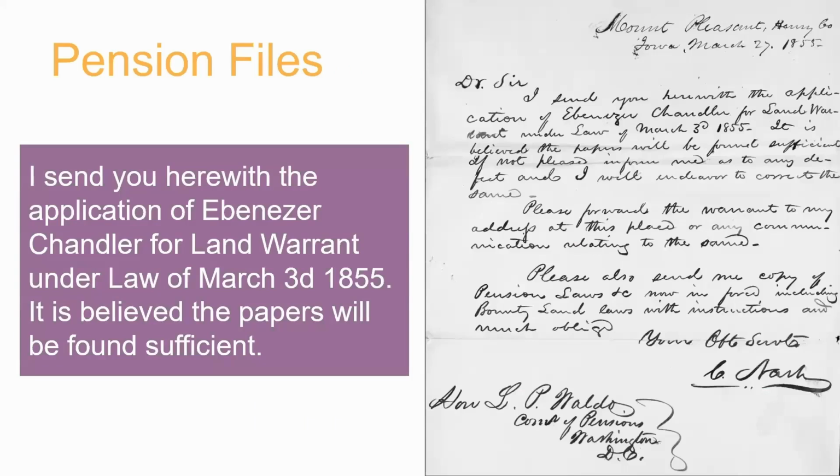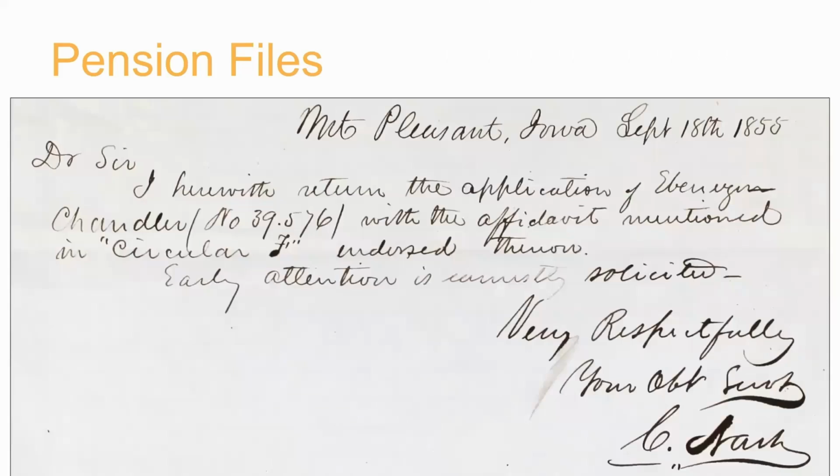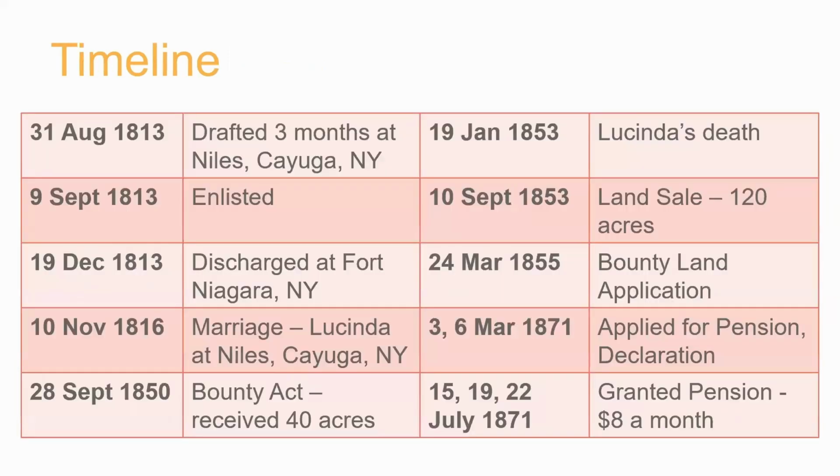And then finally, we have a letter that says that they found the application sufficient, and so he will receive his pension. And then we have another letter just confirming all of the information is correct. So that's a lot of information from pension files, but I created a timeline just to get an idea of what happened with his drafting, enlistment, his discharge, when he was married, when he received the Bounty Act, how much land he received, and when he declared for pension. And then finally, we determined he was granted his pension and he received $8 a month.